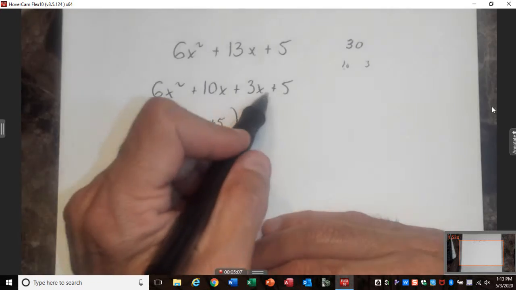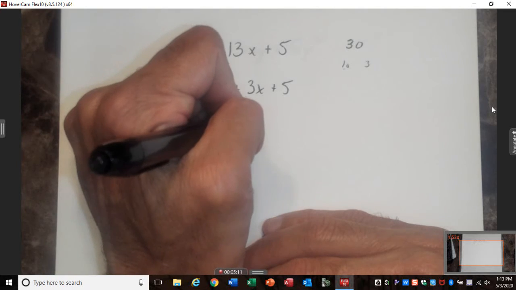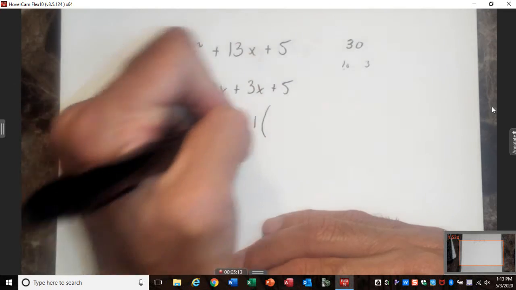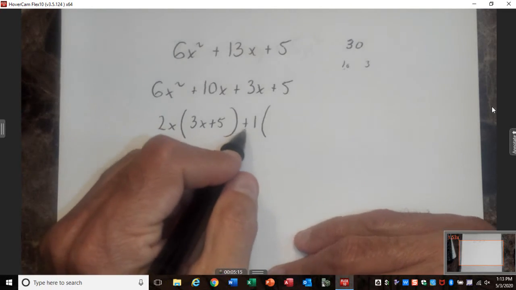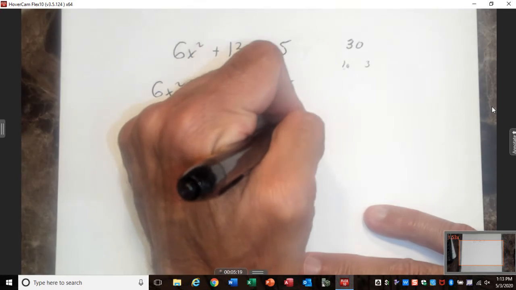Okay? What's common in these two? Well, nothing really, but there really is a 1. So when I say nothing, there really is a 1. So you're going to put a plus 1. You can't leave it blank. You have to put something here. And when you divide by 1, you're going to get obviously the same thing, 3x plus 5.